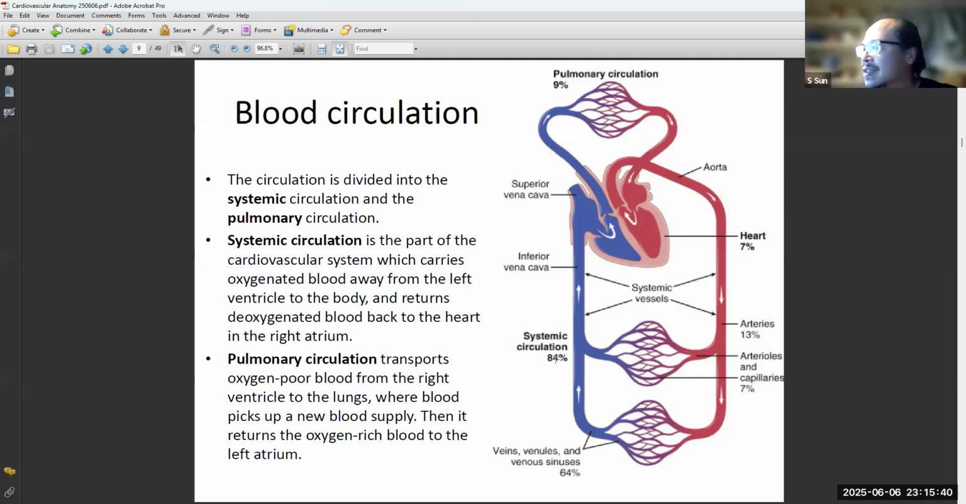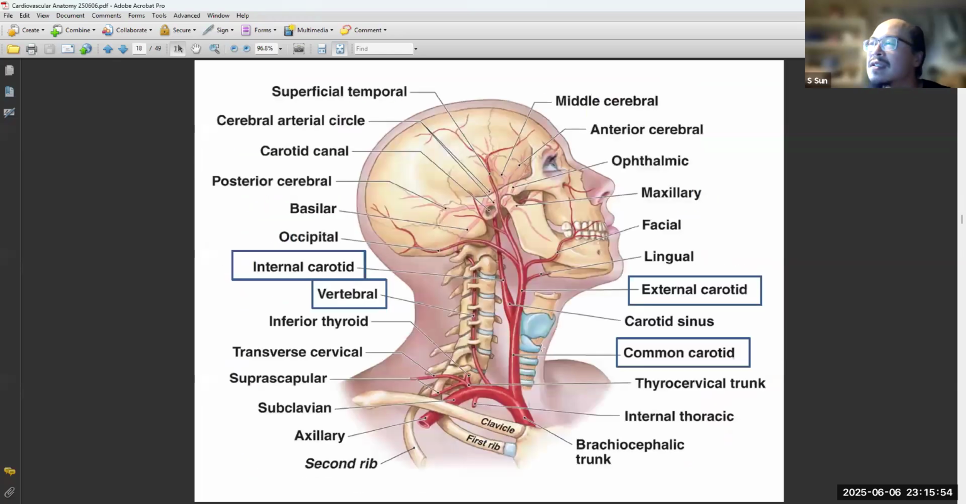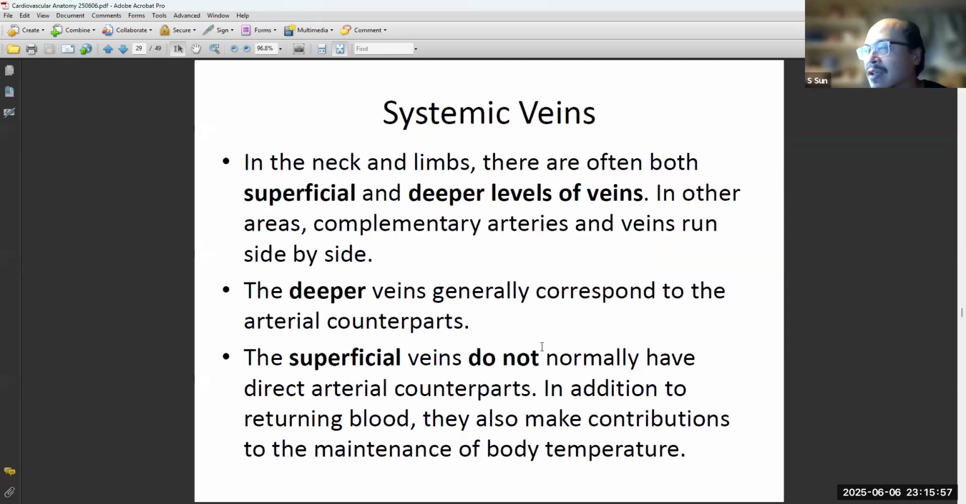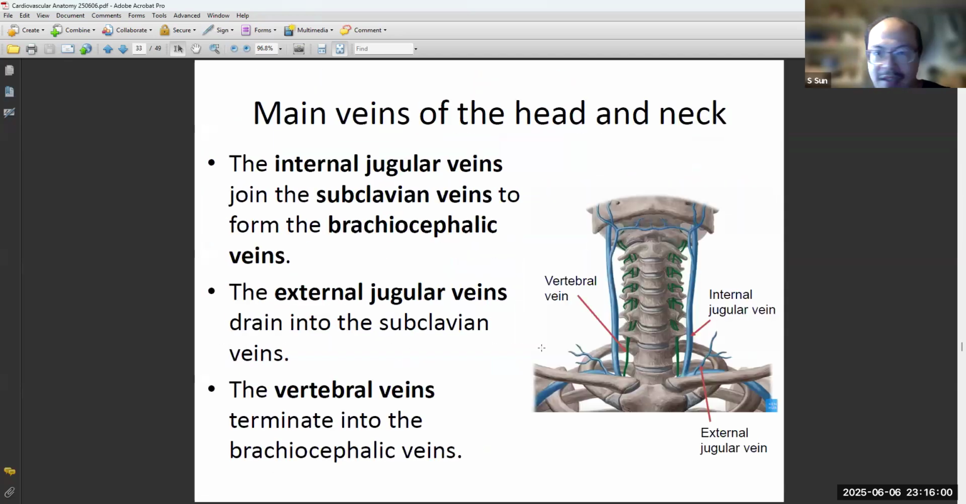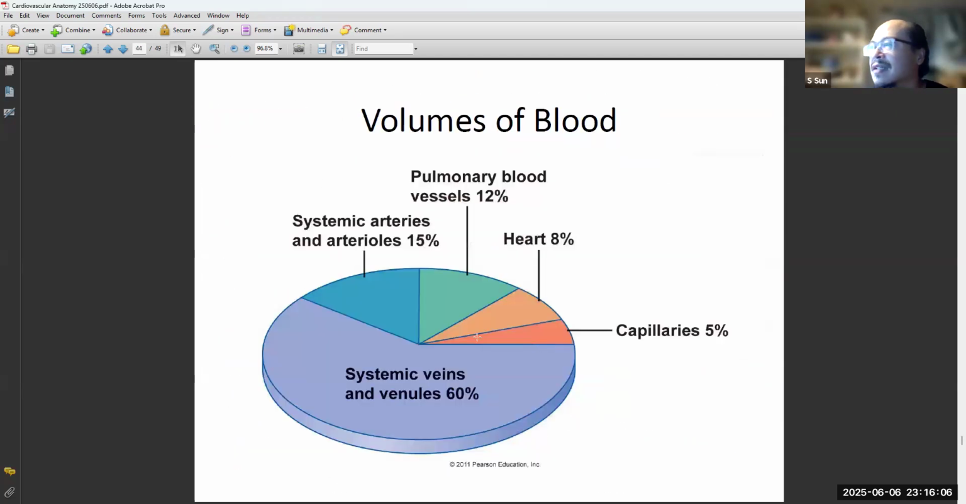And among all these areas, you can see that systemic circulation, systemic veins has the majority of the blood. Why? Because we have more veins. So veins are larger, and we also have more veins. So the majority of the blood is in the veins, not in the artery, not in the heart, but in the veins. So veins here say 60%, depending on how you measure it, but the key thing here is that the majority of the blood is in the veins. Just remember that.